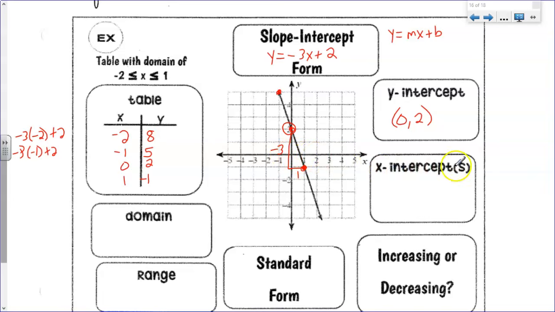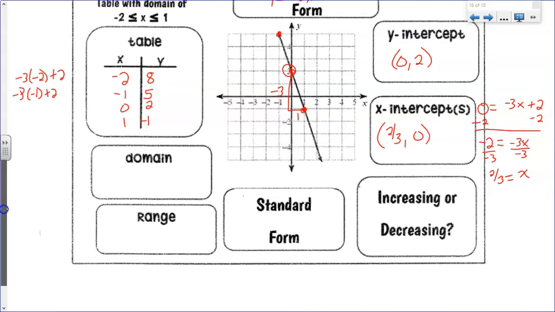So when we know the x-intercept, we know that y is 0, so we can plug 0 in place of y. And then we can solve for x. X is our unknown, so we can subtract 2 from both sides. We get negative 2 equals negative 3x. Divide by negative 3. So 2/3 equals x. And we can tell that that's about 2/3. So that would be the point (2/3, 0).